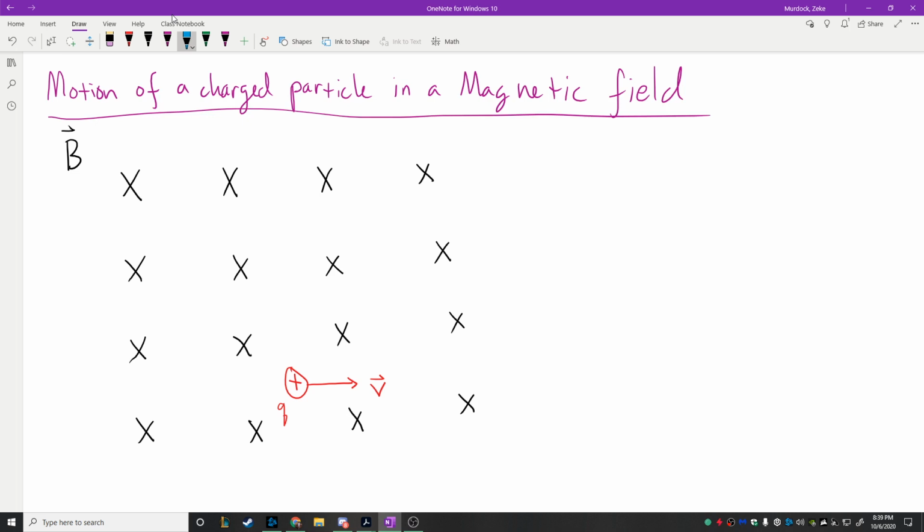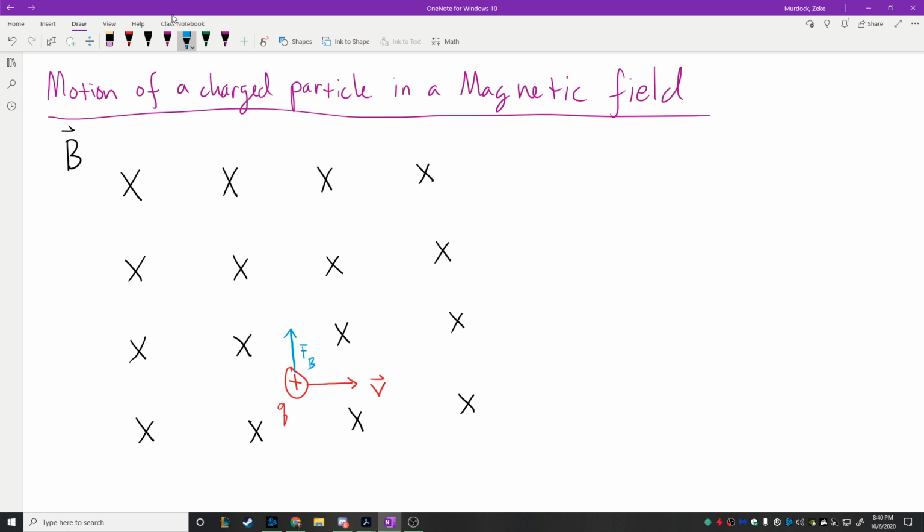Does it point left, up, down, right, into the board, out of the board? What's the direction of the magnetic force on this particle? It's not into the screen. It's up, yeah. Point your fingers in the direction of v, curl them towards the direction of the magnetic field, and your thumb points up. Okay, so the magnetic force, excuse me, is going to point up like this.